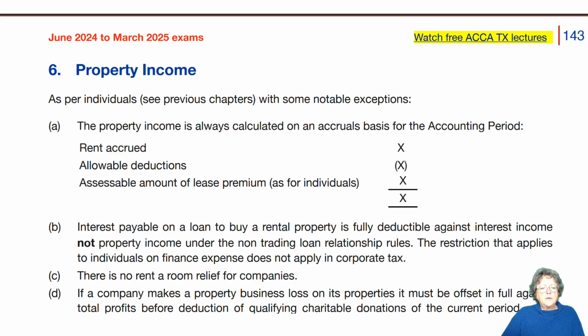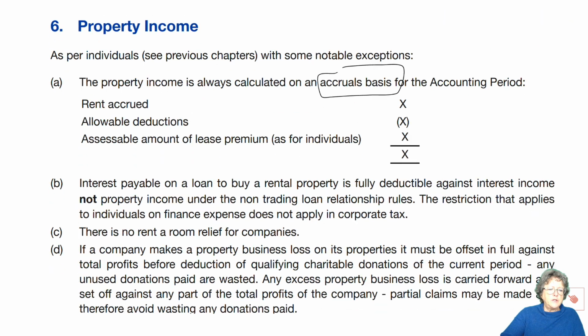So with property income, you'll find that the rules for property income are exactly the same as they are for individuals. And there is a chapter on property income which you need to have watched and read and practiced before you come to this, because we're not going to reiterate those rules here, because I'm going to assume that you've already done that. So property income for companies on an accruals basis: what rent has accrued with allowable deductions, and the assessable amount on a lease premium is exactly the same as it is for individuals.